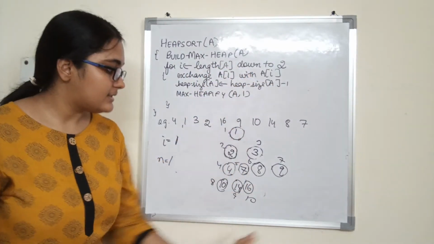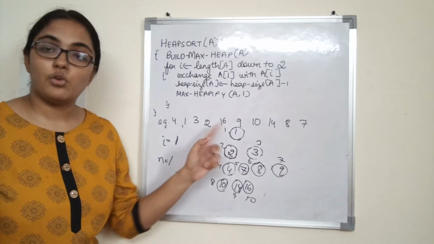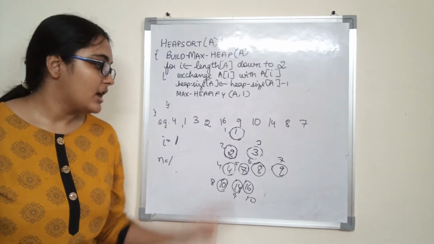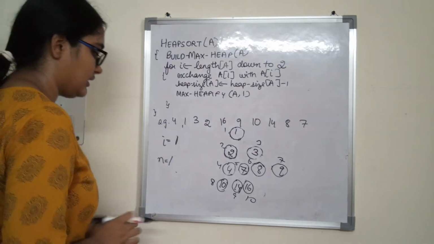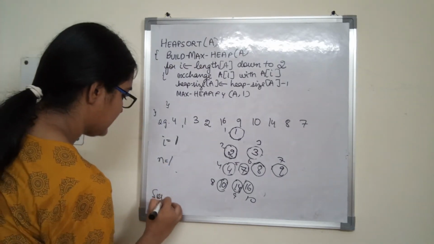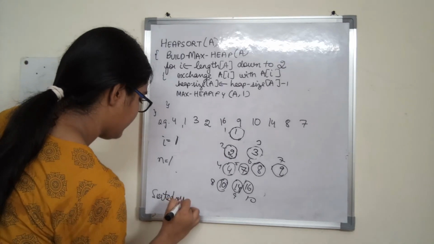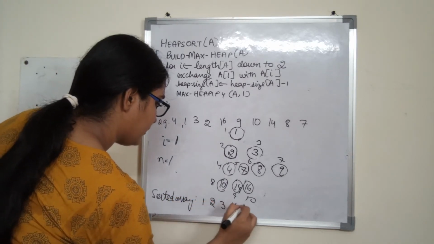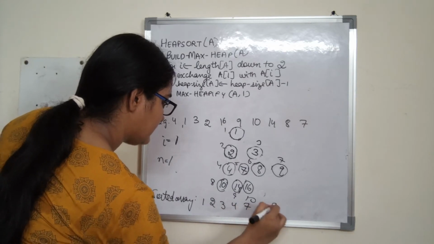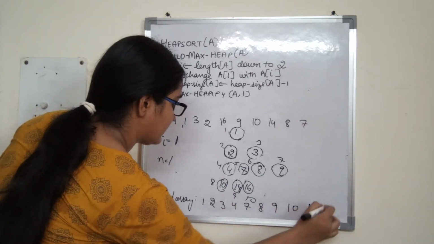Alright, so this is how. Now when we look at the array, what have we been left with? 1, 2, 3, 4, 7, 8, 9, 10, 14, 16. Alright, the new sorted array is 1, 2, 3, 4, 7, 8, 9, 10, 14, 16.